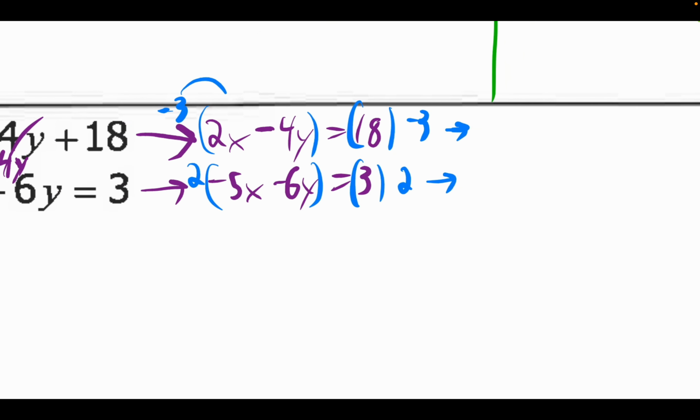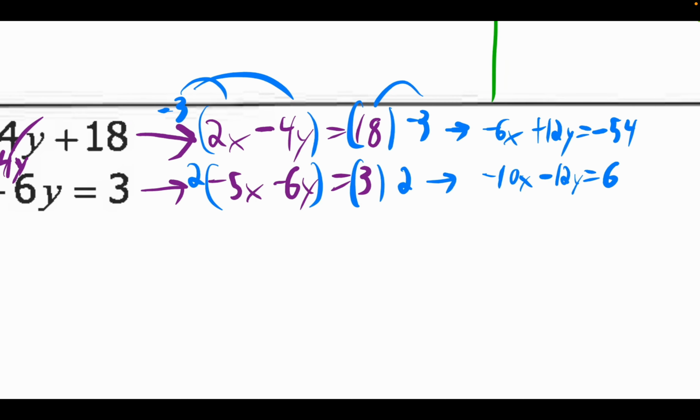And so I end up getting negative 6x plus 12y equals negative 54. And the bottom equation is negative 10x minus 12y equals 6. And so as I add, I get negative 16x, eliminate the y's, equals negative 48.